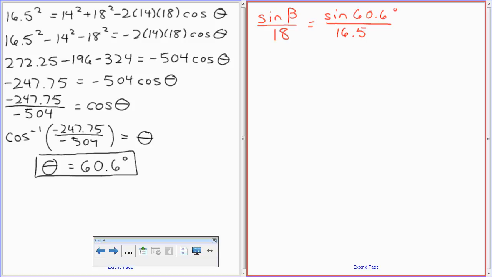Now, why I like sine law? Look how long this took. For a conscientious math student like myself, this would take me like a quarter of a page to do. This takes me this small amount of work. Can I get some brave soul that hasn't raised their hand today to tell me how to get sine beta by itself? It's one step. Nathan, go ahead. So I'm going to multiply it by 18. So sine beta equals 18 times sine 60.6 divided by 16.5. Then beta equals sine inverse of all that.